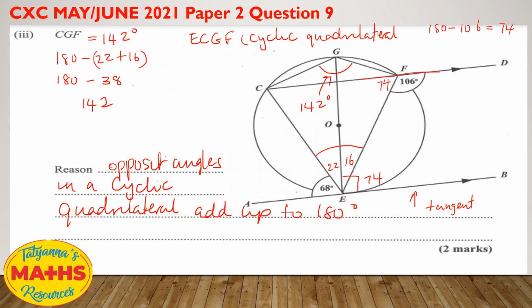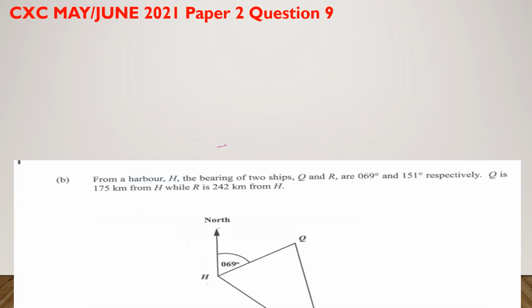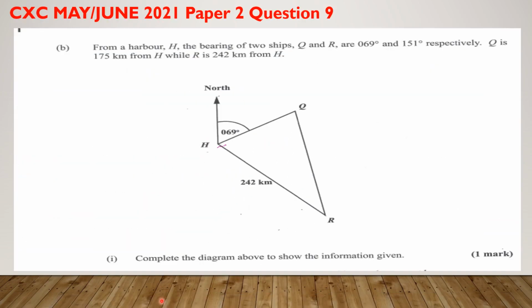Part B says from a harbor, H, the bearing of two ships Q and R are 69 degrees and 151 degrees respectively. Q is 175 kilometers from H, where R is 242 km from H. So we're asked to complete the diagram above to show the information given. That means one thing for sure is Q is 175 km from H. So here it's going to be 175 km.